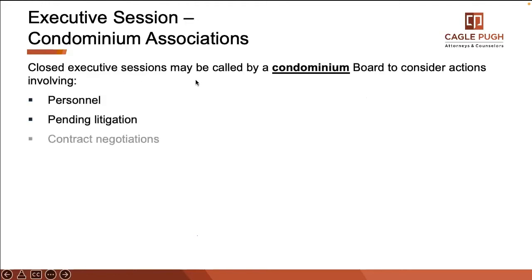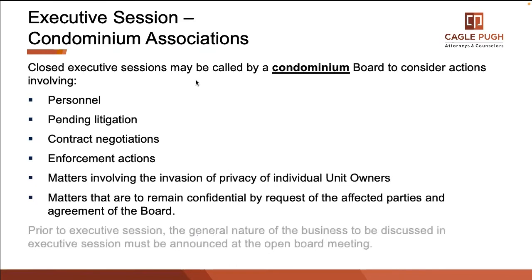Now, condo associations and subdivision associations can both have executive sessions, but the way that you do it is fundamentally different. So in a condo, you can have an executive session to talk about hiring or firing people that work for you, pending litigation, contract negotiations, enforcement actions against owners, matters involving the invasion of privacy of individual owners, or anything that anybody's asked to remain confidential. This is how it works.